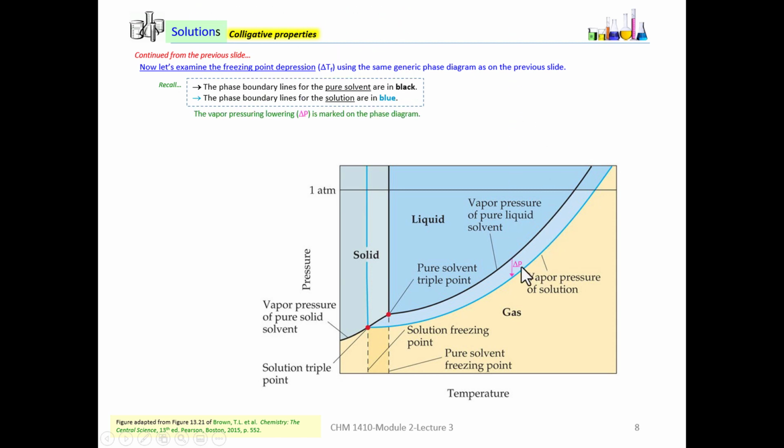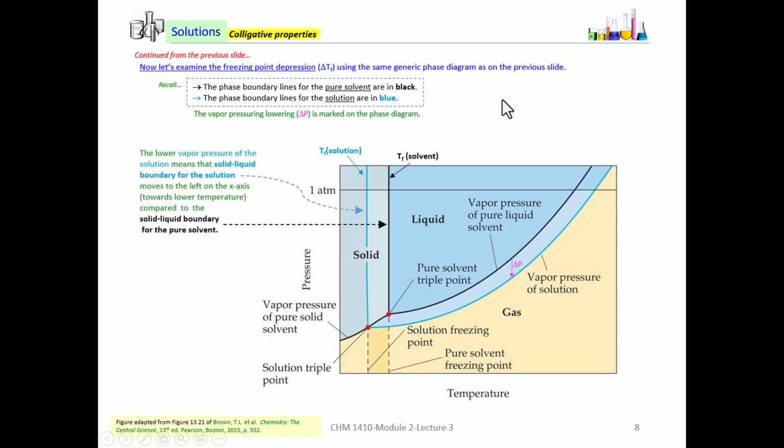And we can see that the vapor pressure is lowered from the pure solvent to the solution. Well, what does this mean? Well, as this curve drops here, it causes the solid-liquid line to move to the left for the solution. And since the solid-liquid line represents the freezing point of the liquid, we can see that the freezing point of the solution is now lower than the freezing point of the solvent.